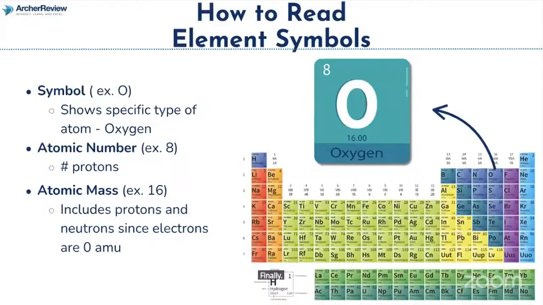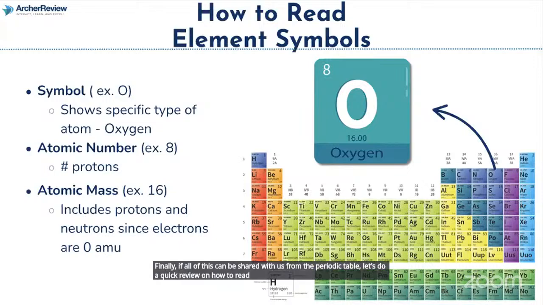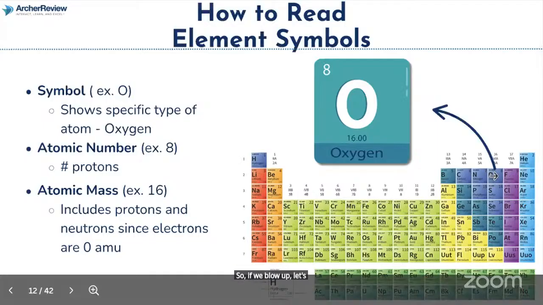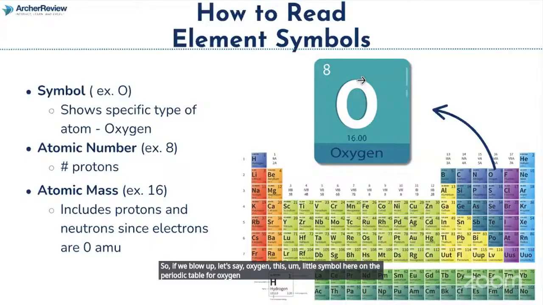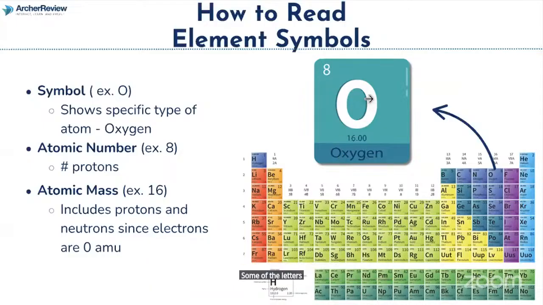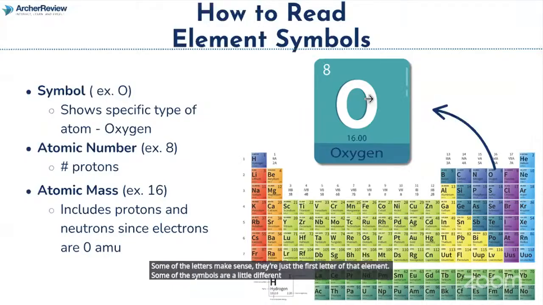Finally, if all of this can be shared with us from the periodic table, let's do a quick review on how to read elements on a periodic table. So if we blow up, let's say oxygen, this little symbol here on the periodic table for oxygen, the symbol itself, we see the big letter O, that is telling us what the atom is. It's O for oxygen. Some of the letters make sense. They're just the first letter of that element. Some of the symbols are a little different compared to what the element name is, because I believe it was all developed using Latin. So the symbol shows your specific type of atom.